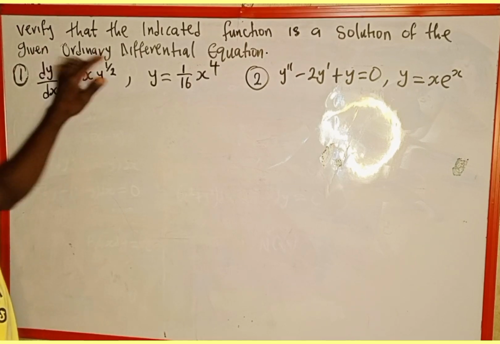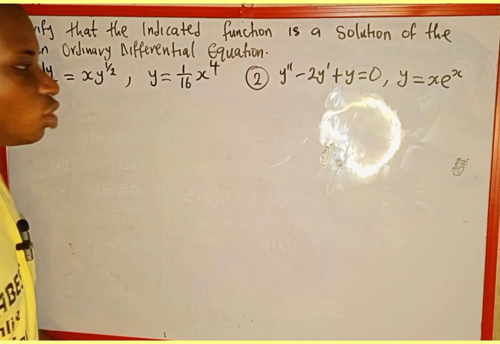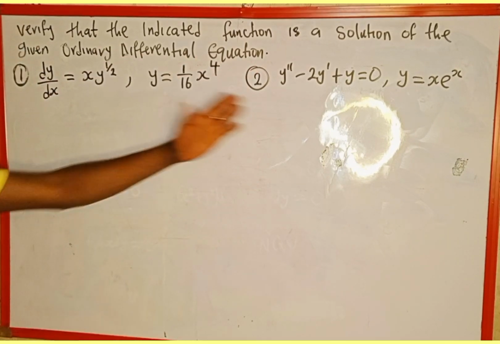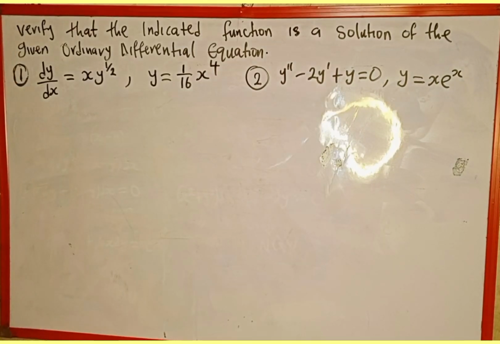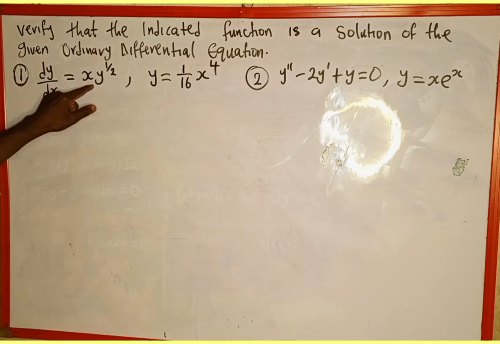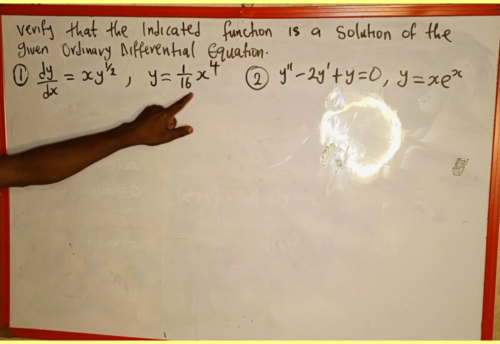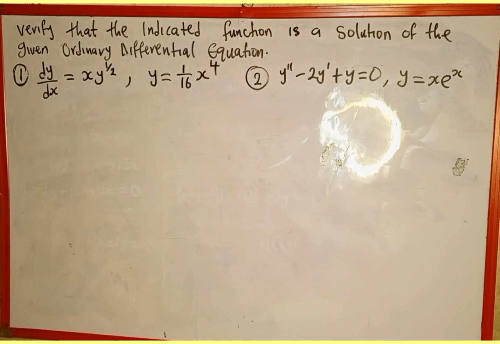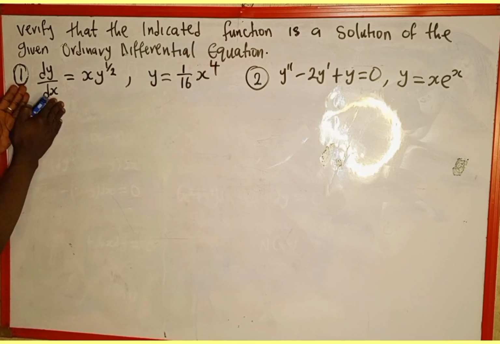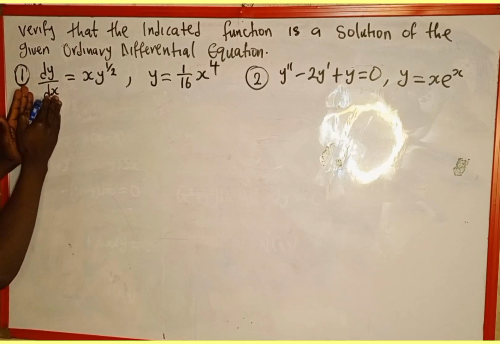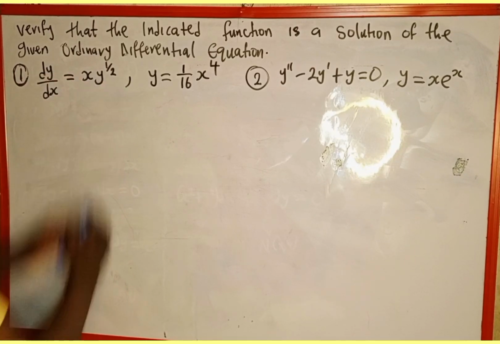So the question on the board reads: verify that the indicated function is a solution of the given ordinary differential equation. So we have two differential equations here. The first one is dy over dx equal to x y to the power of half, where y is equal to 1 over 16 x to the power of 4. We are asked to verify that the left hand side is equal to the right hand side.